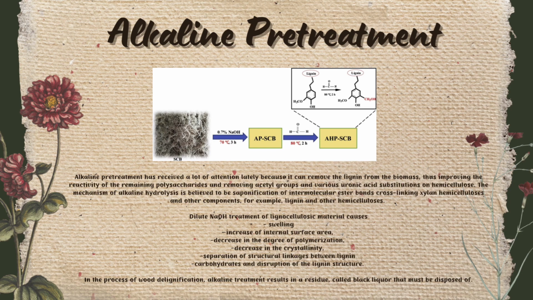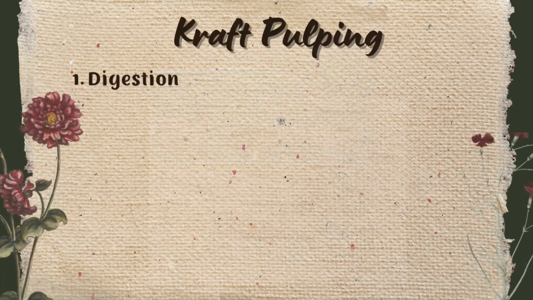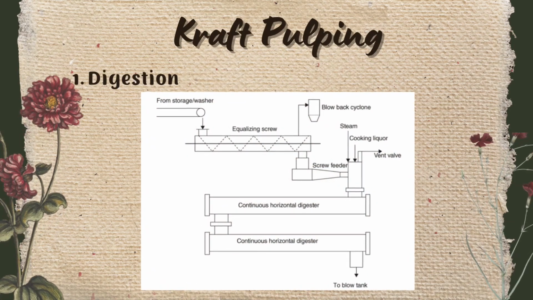Dilute sodium hydroxide treatment of lignocellulosic material causes swelling, leading to an increase of internal surface area, a decrease in the degree of polymerization, a decrease in the crystallinity, separation of structural linkages between lignin and carbohydrates, and disruptions of the lignin structure. In the process of wood delignification, alkaline treatment results in a residue called black liquor. Kraft pulping has been chosen as the pulp production method.